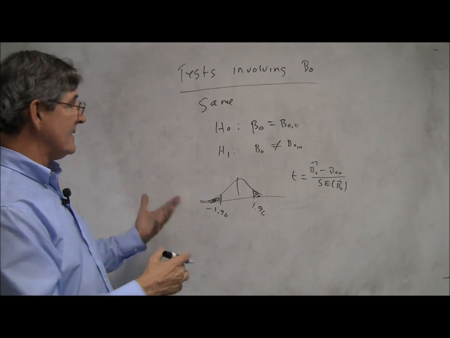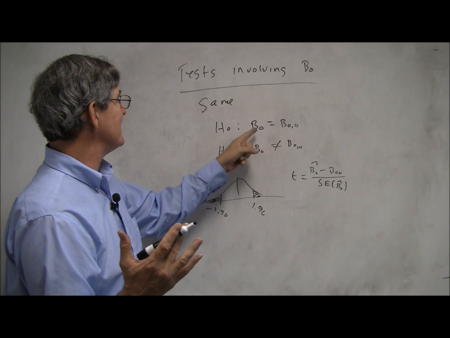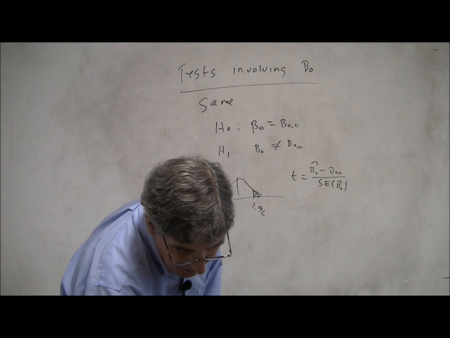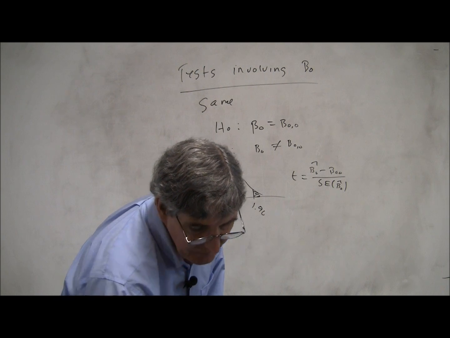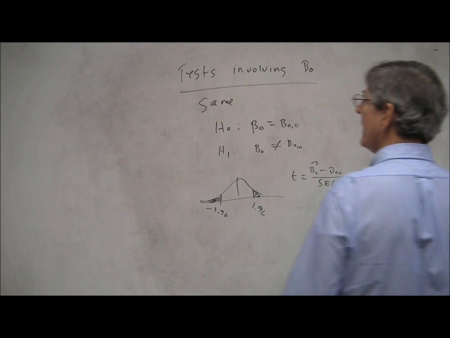For a one-tailed test, it's just like we did before. There's no difference here except we're just changing zeros to ones. And so conceptually, there's nothing at all different here from testing beta 1 hat, so there's no reason to go through this in any detail.